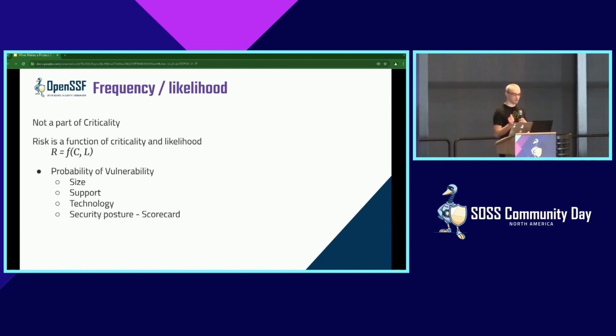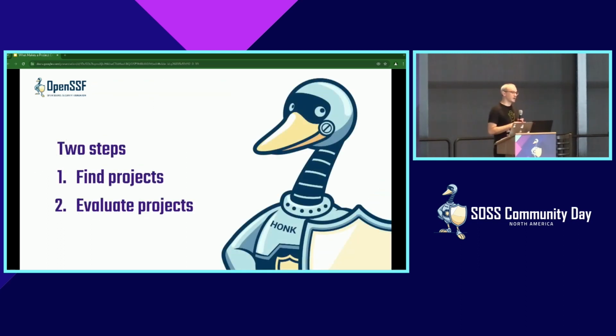I do want to call out another thing that people look at here, which is the frequency of past vulnerabilities. Again, that's probably not a good metric, but that would be in frequency or likelihood and not part of criticality. So here's what the working group did to create the set of critical projects. We took two steps. It was pretty straightforward. First, we found projects, and then we evaluated whether or not they were critical.